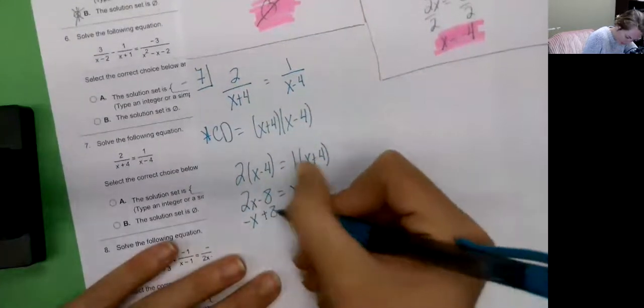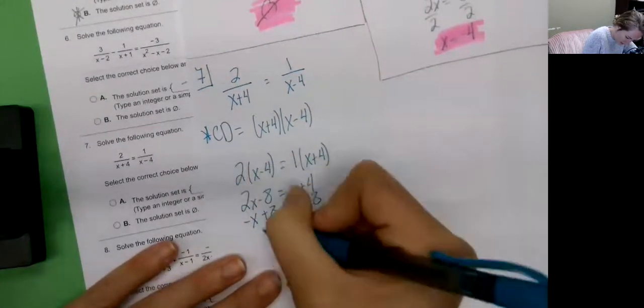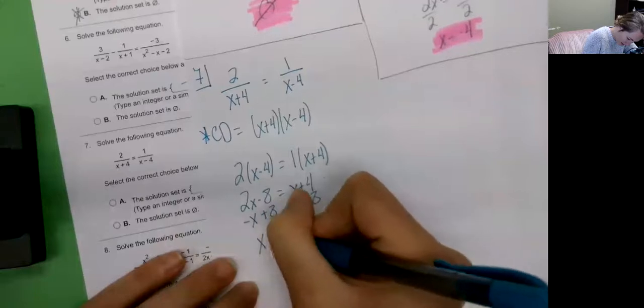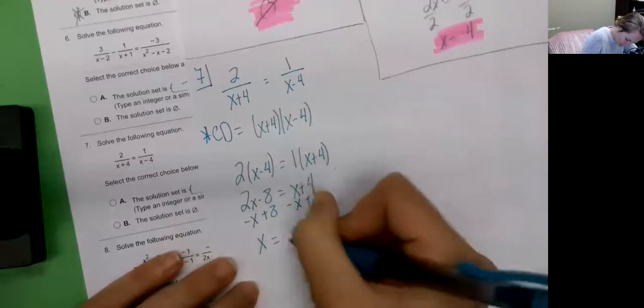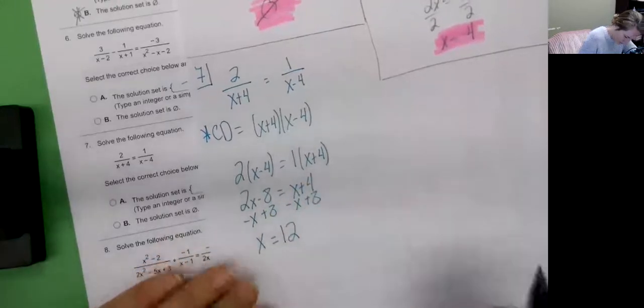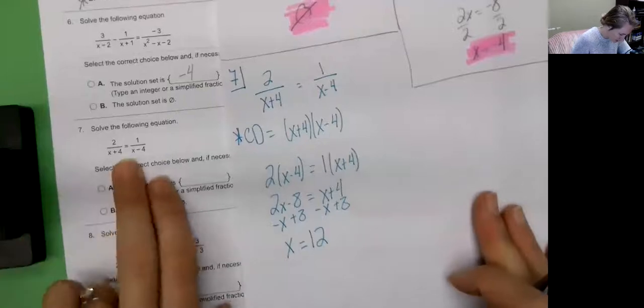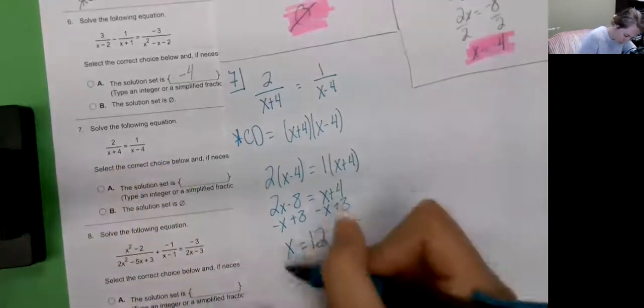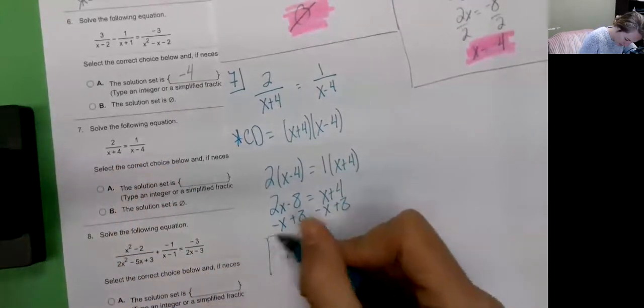Make sure I'm not getting carried away and y'all can see what I'm doing. 2x subtract x is x, and then 4 plus 8 is 12. Then we'll double check. 12 plus 4, 12 subtract 4, that's not going to be 0, so that's our answer.